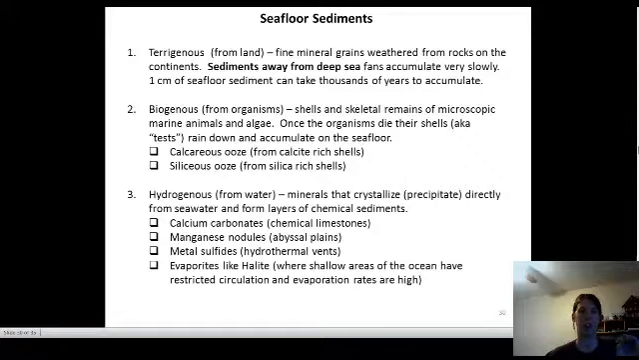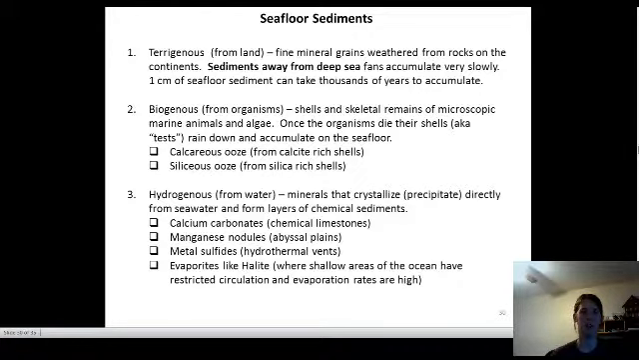The biogenous are shells and skeletal remains of microscopic marine animals and algae. Once the organisms die, their shells actually rain down and accumulate on the seafloor. And you can get two primary formations. You can get calcareous ooze, which are from calcite-rich shells, and siliceous ooze, which are from silica-rich shells.